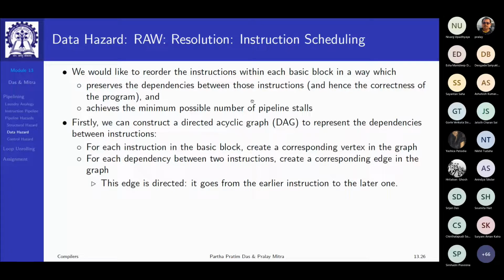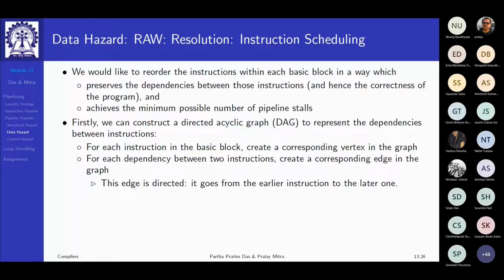And the objective, so this is the constraint part. The objective part or the optimization part is it achieves minimum number of pipeline stalls. We will have to minimize that. So how do we go about it?